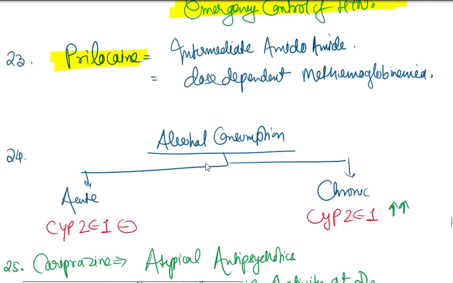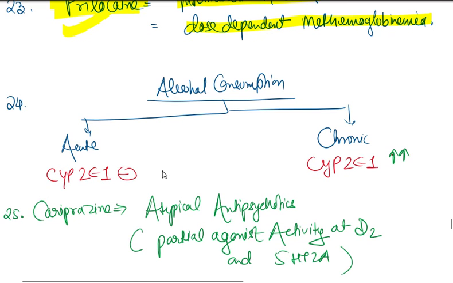Prilocaine. It is an intermediate amino-amide. It is causing dose-dependent methemoglobinemia.